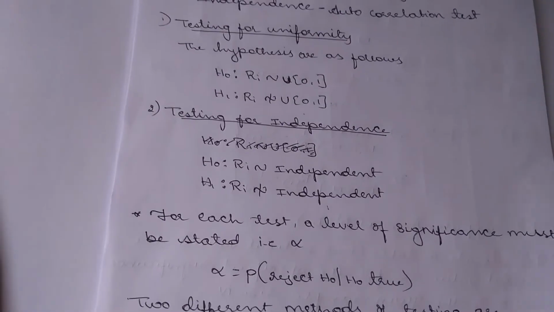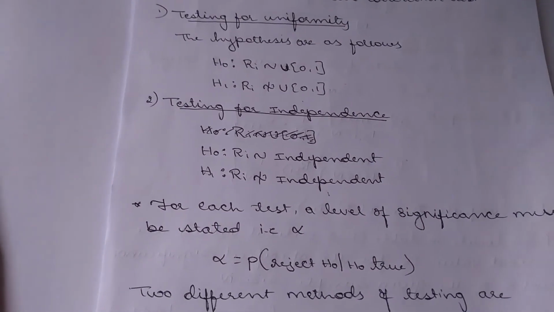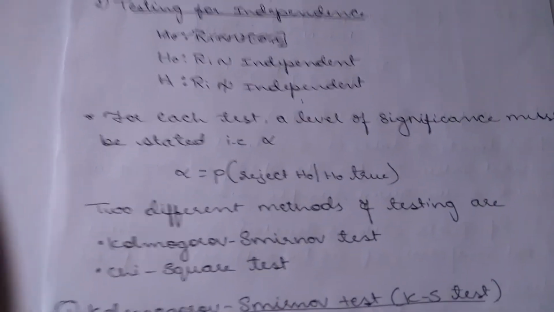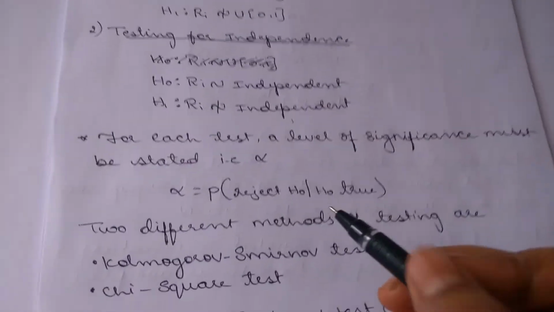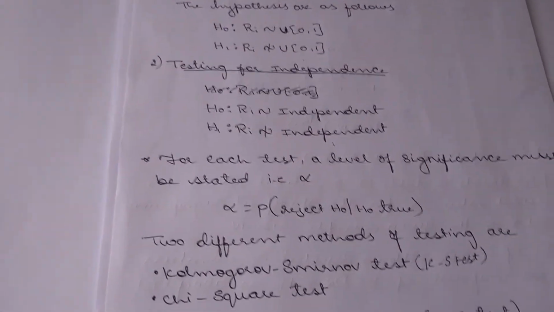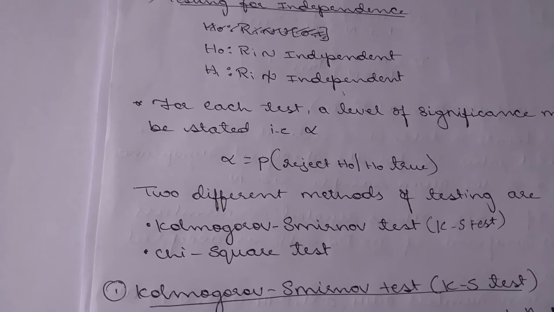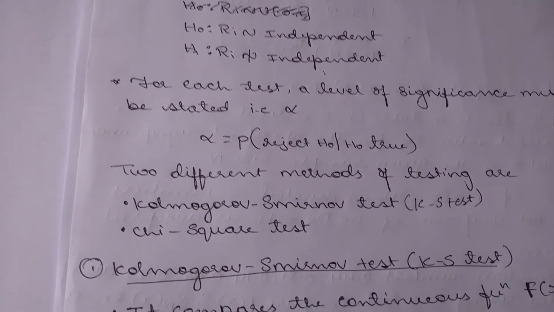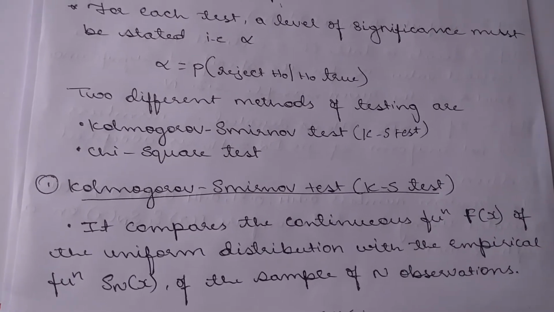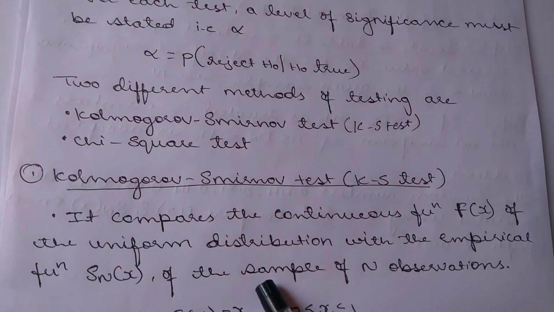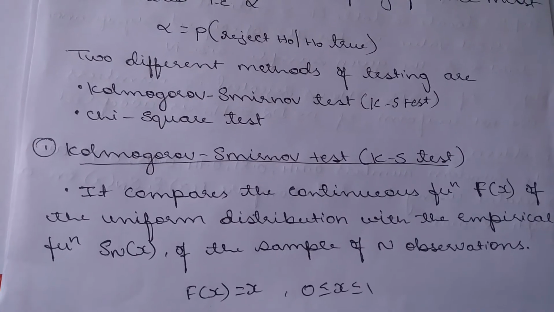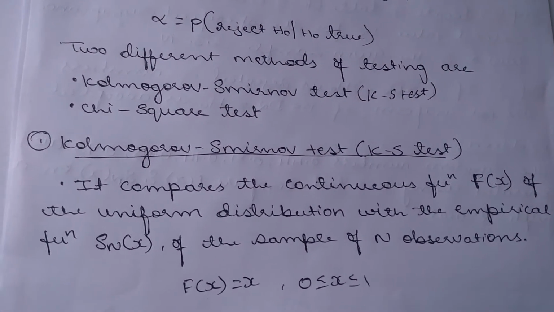Here mainly we have two methods to test for uniformity. First we'll go with the test for uniformity. We have two methods for testing: the Kolmogorov-Smirnov test, also called the KS test, and the chi-square test. First we'll go with the Kolmogorov-Smirnov test, the KS test. It is used to check whether the given random numbers are uniformly distributed or not.